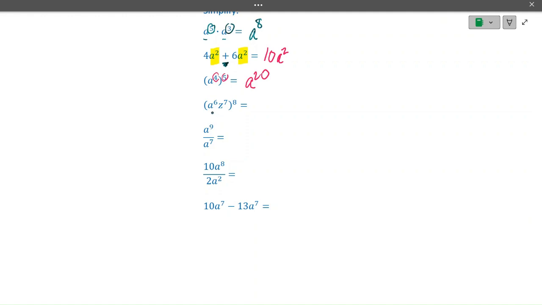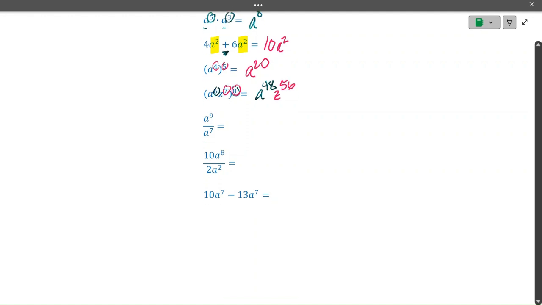Same idea on our next problem, a to the sixth times z to the seventh, all of it raised to the eighth, except we have to apply this power of 8 to each variable. So I'm multiplying 6 and 8 to get my exponent of 48. I'm going to do the same thing with z. 7 times 8 is 56, and there you go, it's simplified.